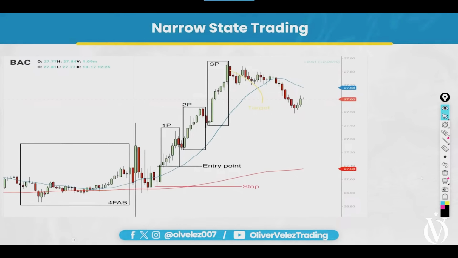All right? Here's a kid playing the narrow state in Bank of America. Here's your narrow state. Getting in here, look, perfect position. Here's 1 push. Because sometimes, guys, we teach them to count multiple bars as a push. So multiple bar 1 push, multiple bar 2 push, multiple bar 3 push. Reached his target, he said, out.